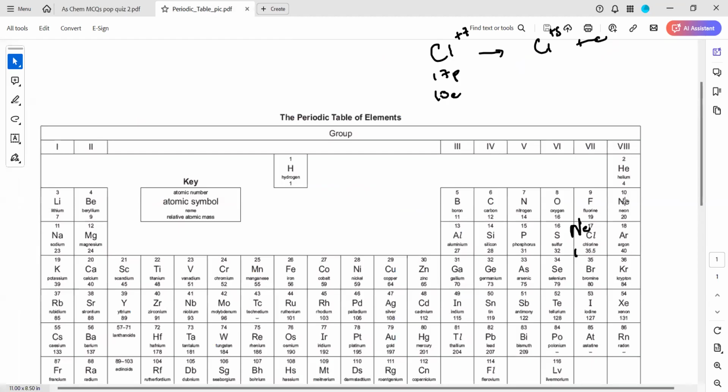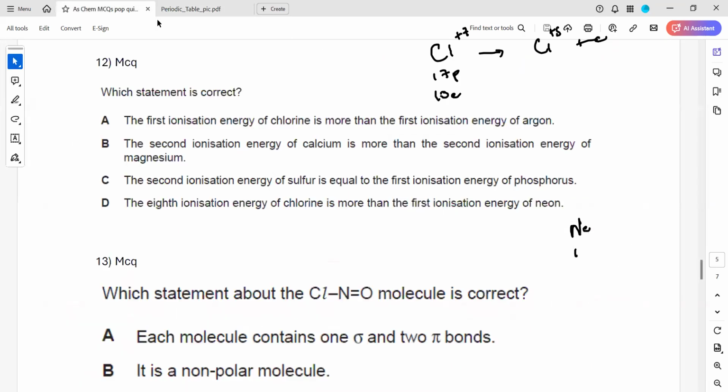So neon has atomic number 10, which means it has 10 protons and 10 electrons. Here 17 protons are attracting 10 electrons. Here 10 protons are attracting 10 electrons. So it is obvious that the 17 protons will have a much stronger attraction towards the electrons as compared to the 10 protons. That's why the first ionization energy of chlorine will be higher than the first ionization energy of neon. So D will be the right answer.